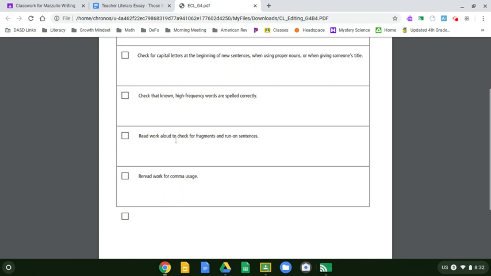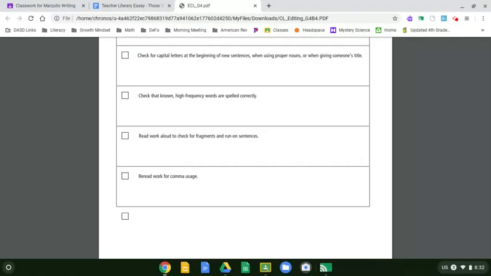Read work aloud to check for fragments. Okay. I would honestly suggest have somebody else read it aloud in your house to check that you have punctuation in the right spot. Fragments mean the sentence is really short, right? Run-on means a sentence is so long the person cannot breathe.